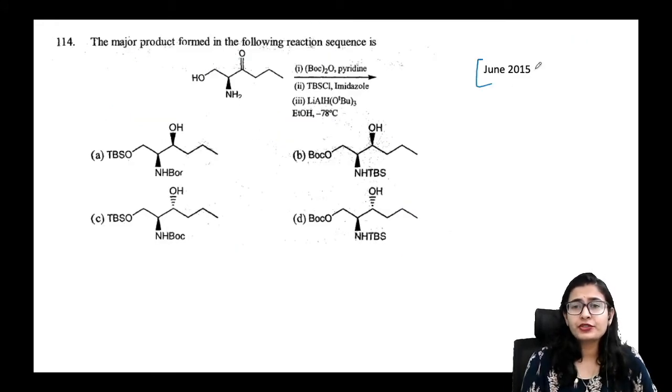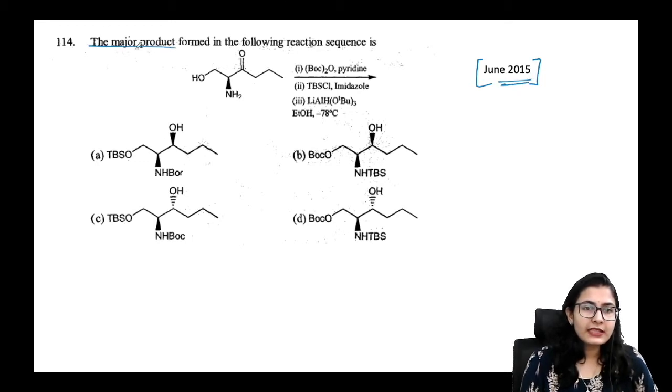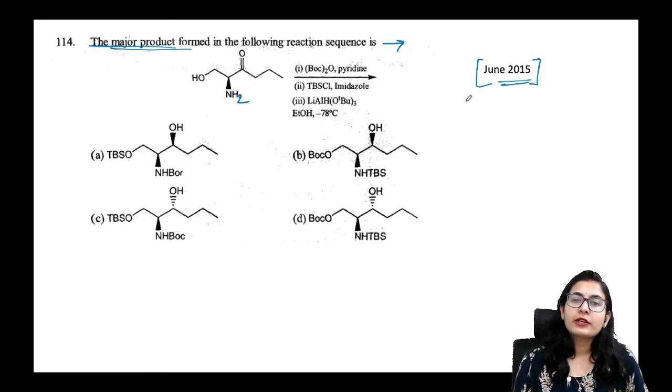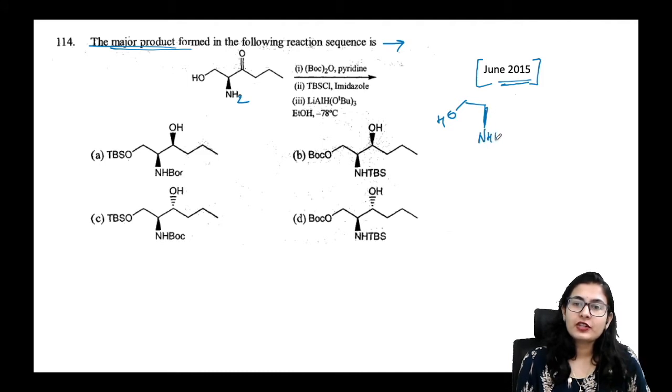Next important question, June 2015. The major product formed in the following reaction sequence is. So you see guys, what is there in the molecule? You have the primary amine and the alcohol. Boc protection, Boc2O. This is Boc anhydride. It is going to give you Boc protection of the amine. Let's say the amine is protected. You have NHBoc. Like this, you have protected the amine.